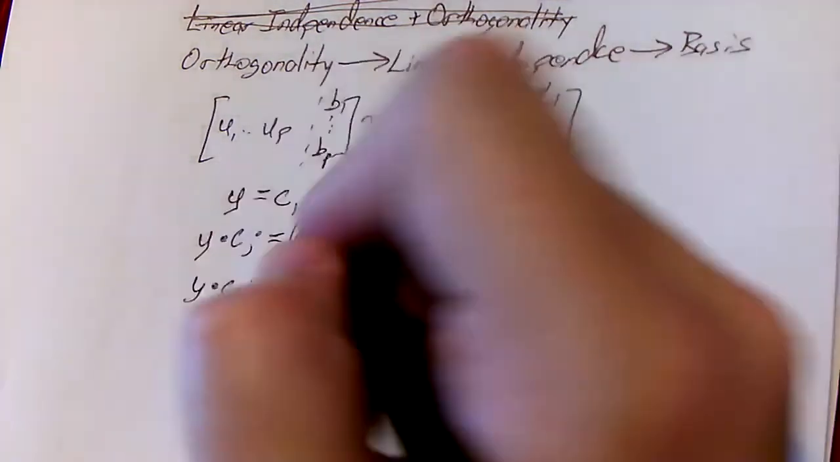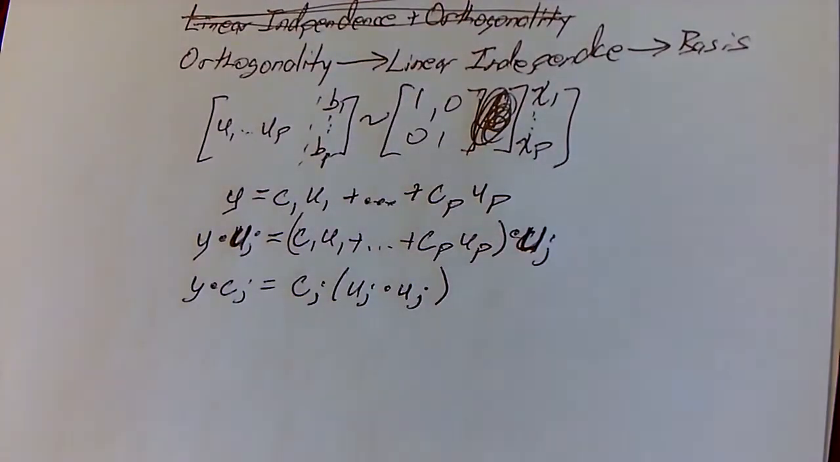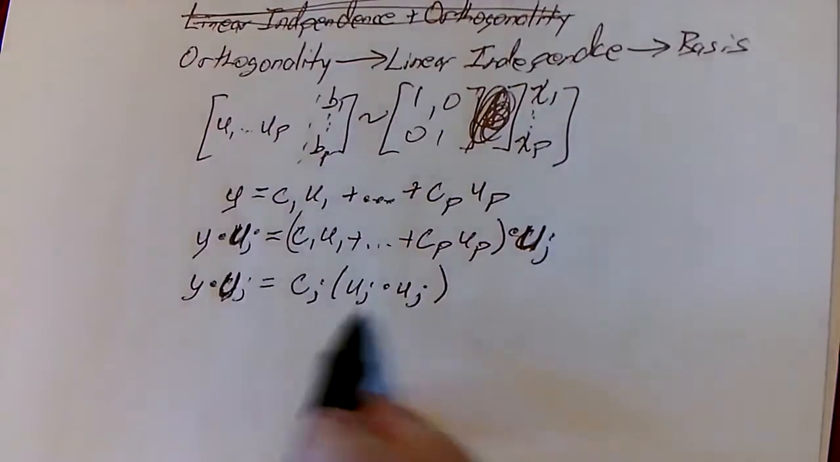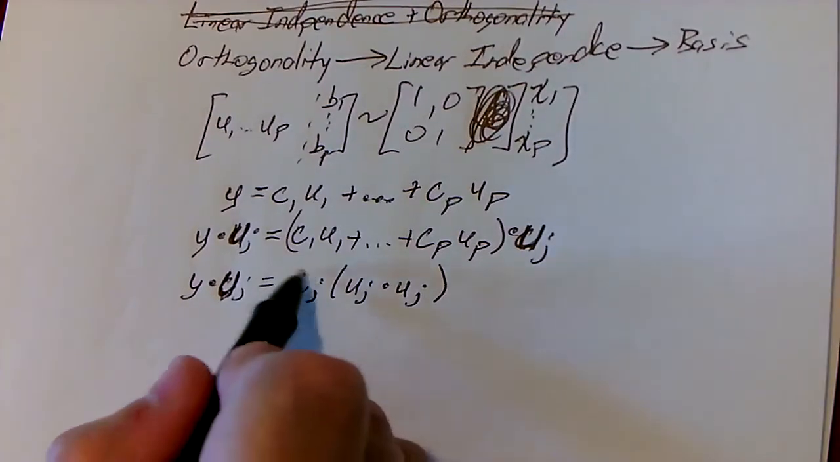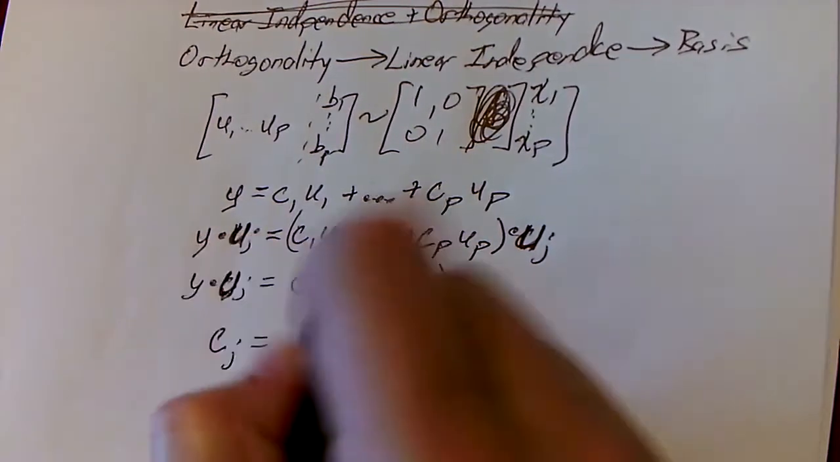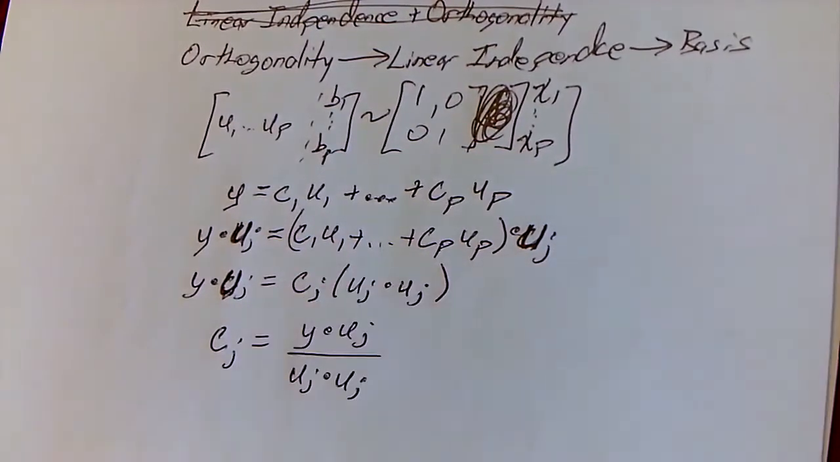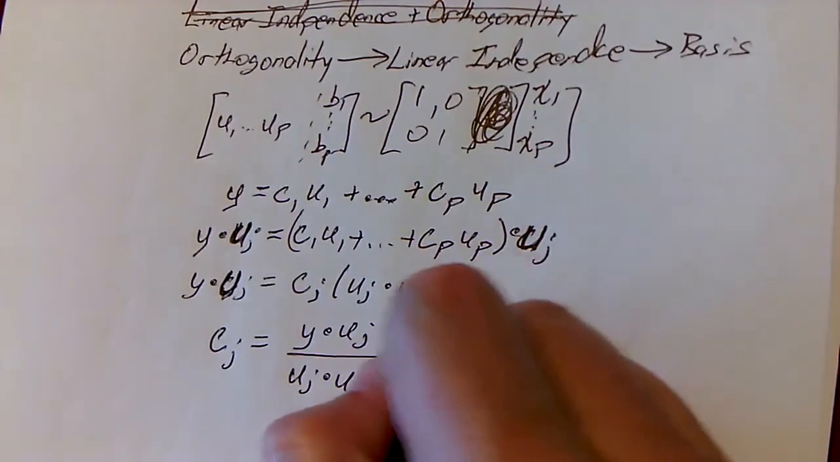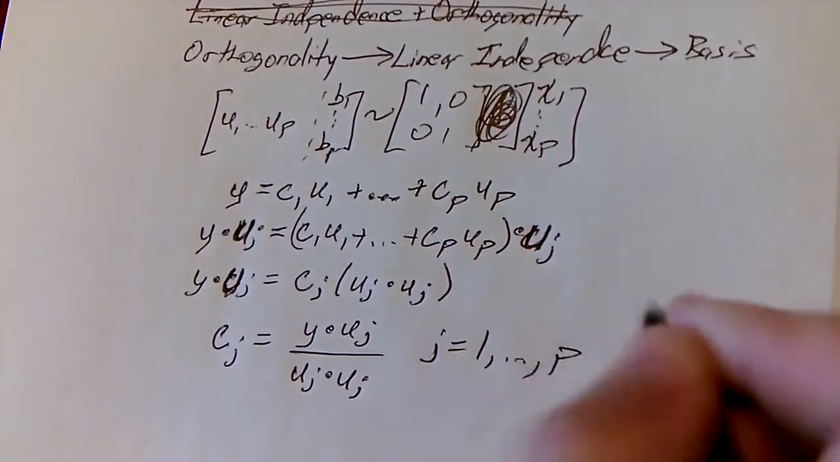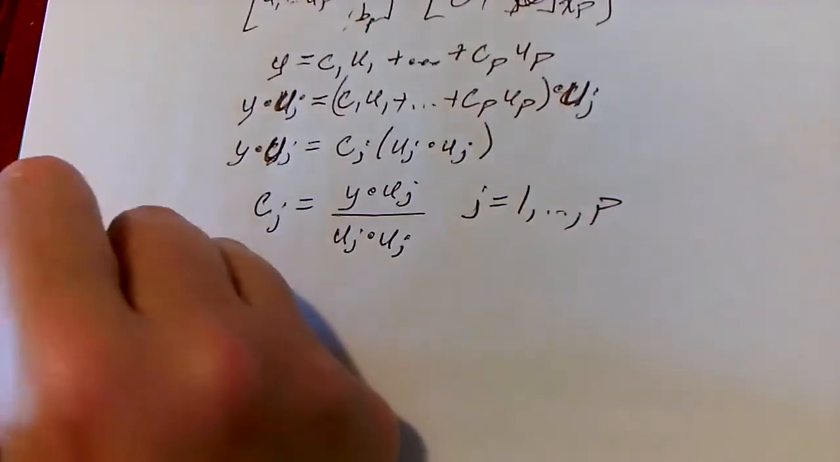Sorry, I don't want to dot it by CJ. I want to dot it by uj. There we go. I'm doing dot products, so they should be vectors. That looks better. That's why I have uj and uj in the parenthesis. So if I'm looking for CJ, I can simply divide. Remember, uj dot uj is just a number. So CJ is going to be equal to y dot uj divided by uj dot uj, and that's for any j. J goes from 1 all the way out to p, because you have your set of vectors u1 through up. So we're going to have theorem 5 reflect this.